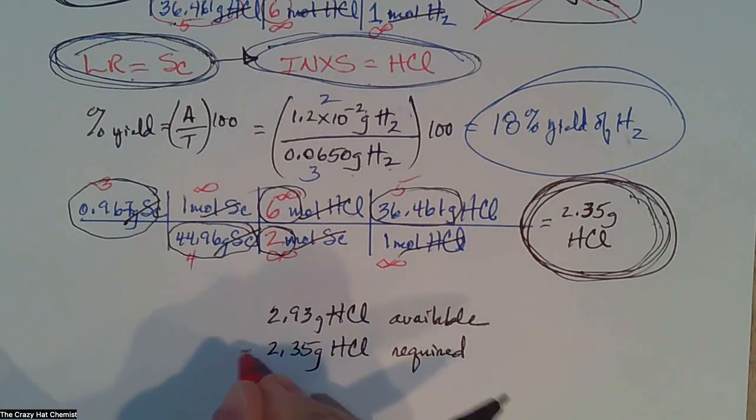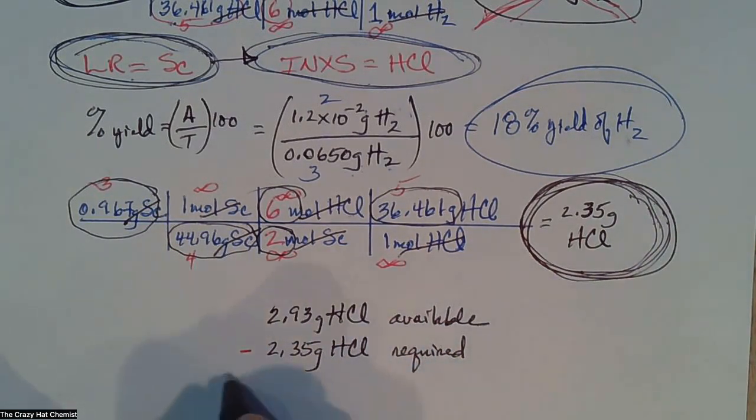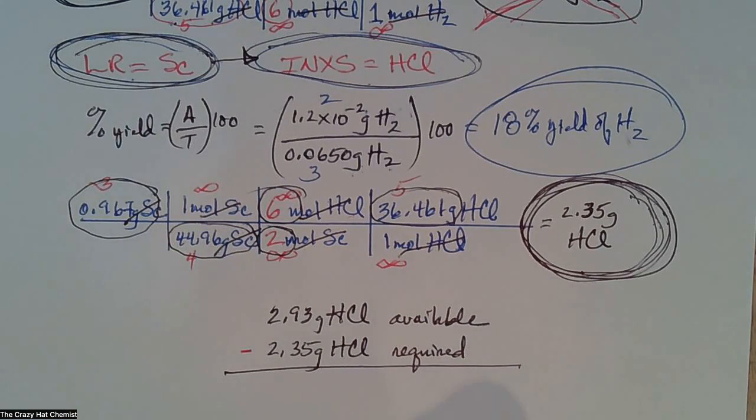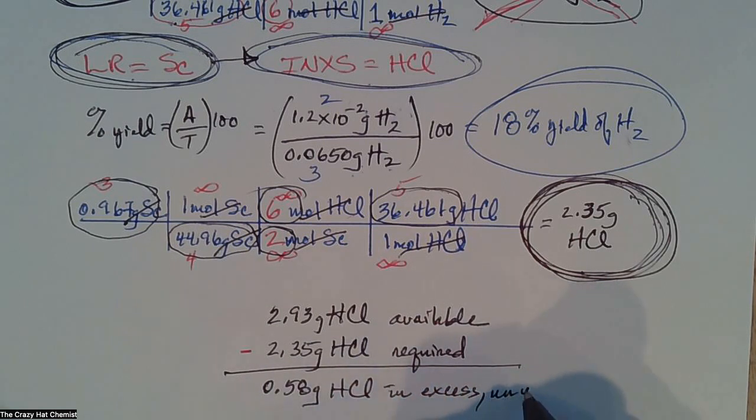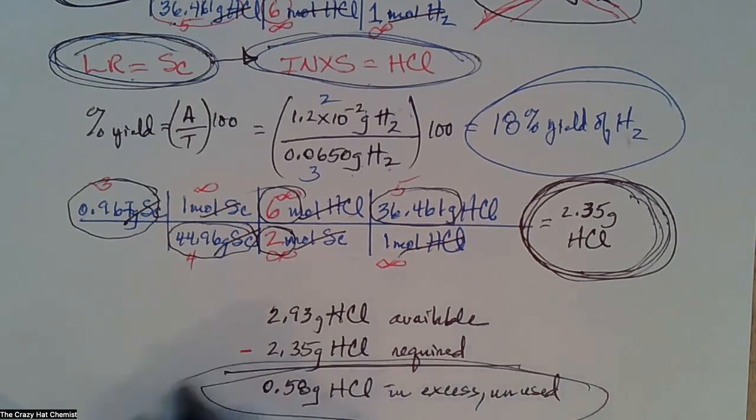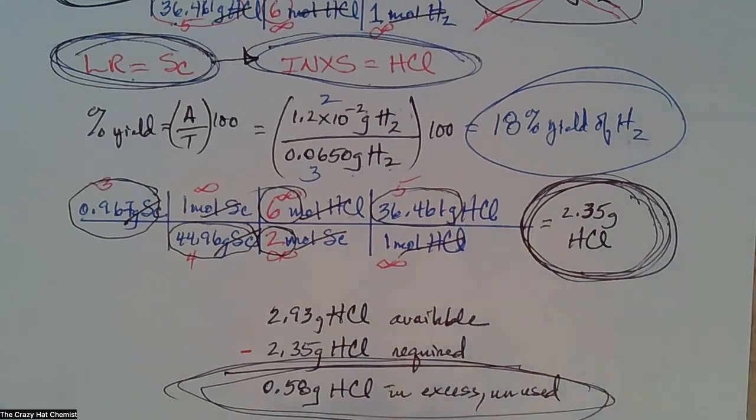We're going to take the difference between these two numbers, rounding to the number of decimal places, which is 2. 0.58 grams of HCl is in excess. That is unused. Okay, and that is my last and final answer for this problem.